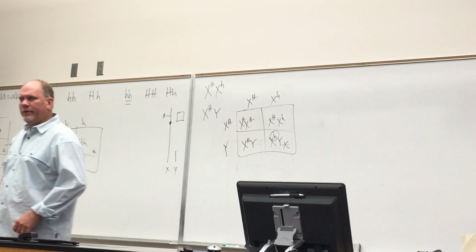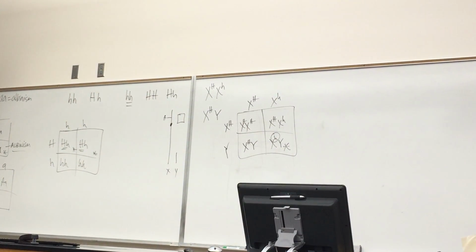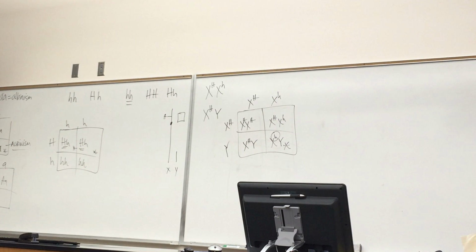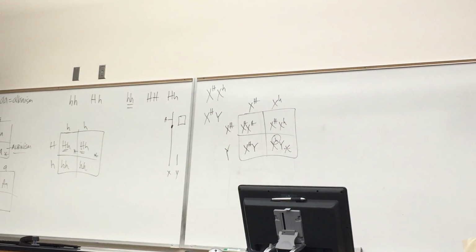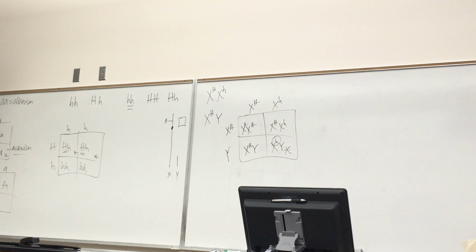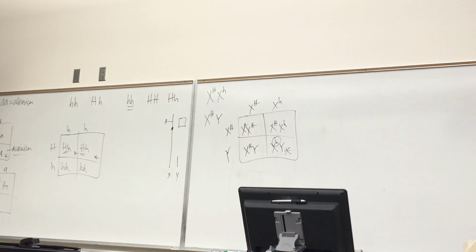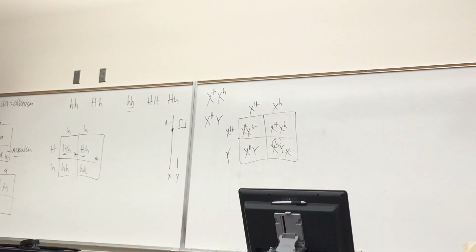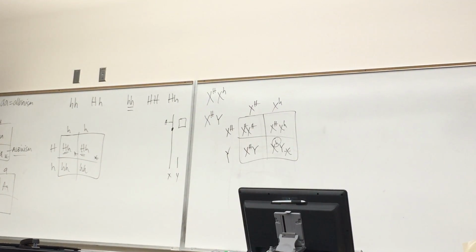Small h is hemophilia. What's the probability they had a child with hemophilia? 25%. What's the probability, trick question, so why it's on the extra credit, what's the probability they have a son with hemophilia? 50%. 1 out of 2.